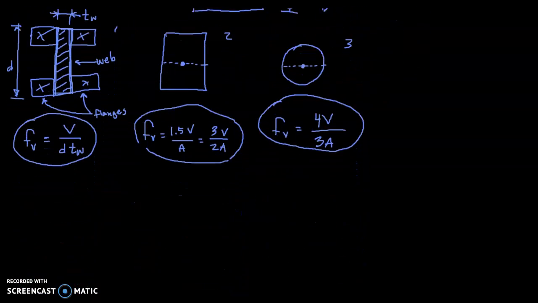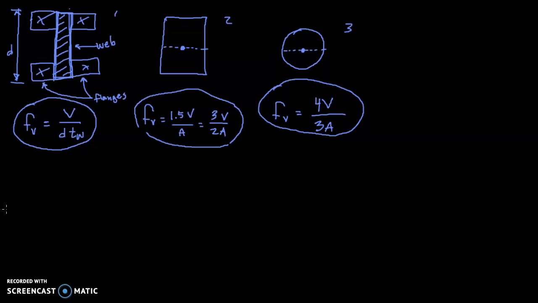So let's put one of these formulas into practice. If we look at example 14.10B, we're given a wide flange section, a W16 by 100. It's subjected to a vertical shear force, so that's V, equals 80 kips. And we want to calculate the maximum horizontal shear stress using the average web shear approach. So that means using this formula right here.